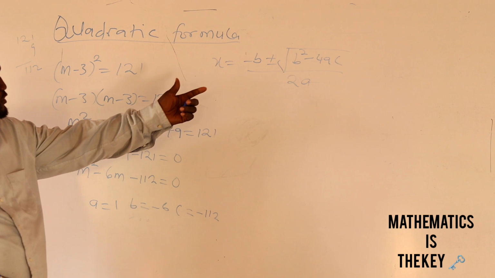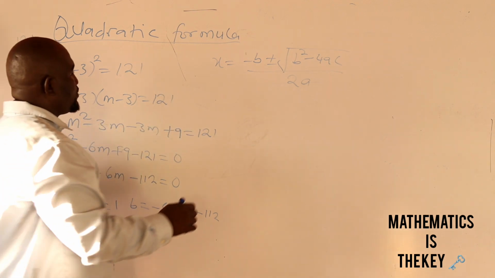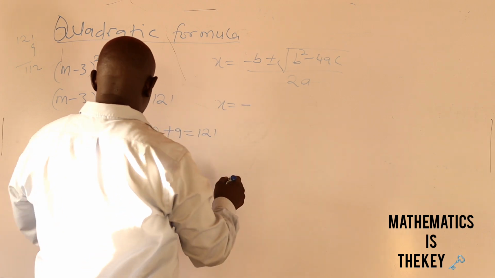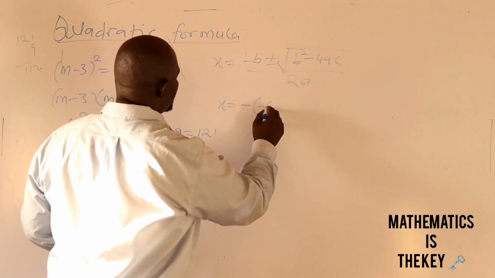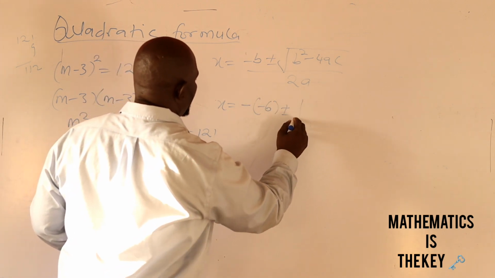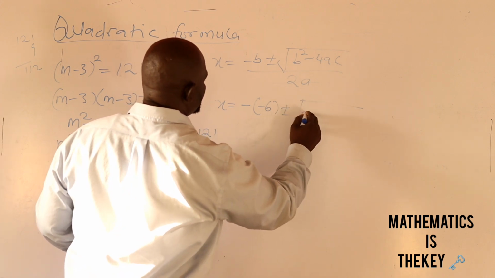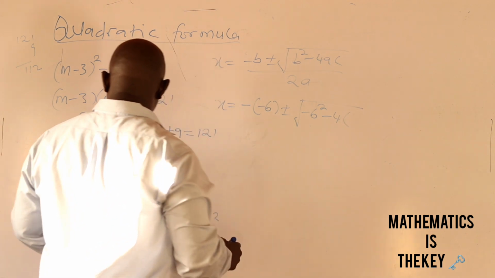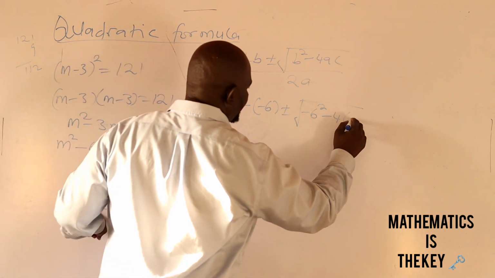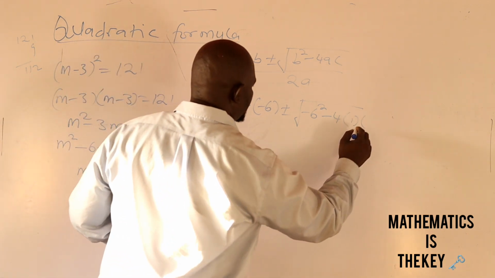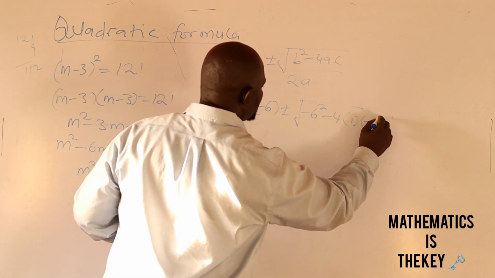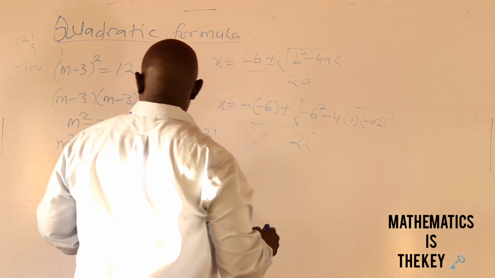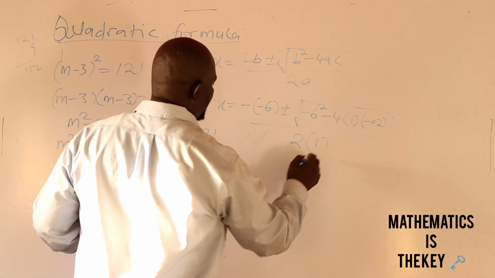Substituting those values into the formula, we will have x is equal to minus, and the value of b is minus 6, plus or minus square root of b squared, which is minus 6 squared, minus 4. The value of a here is 1, and the value of c is minus 112. Everything all over 2a, so we have 2, and the value of a is 1.